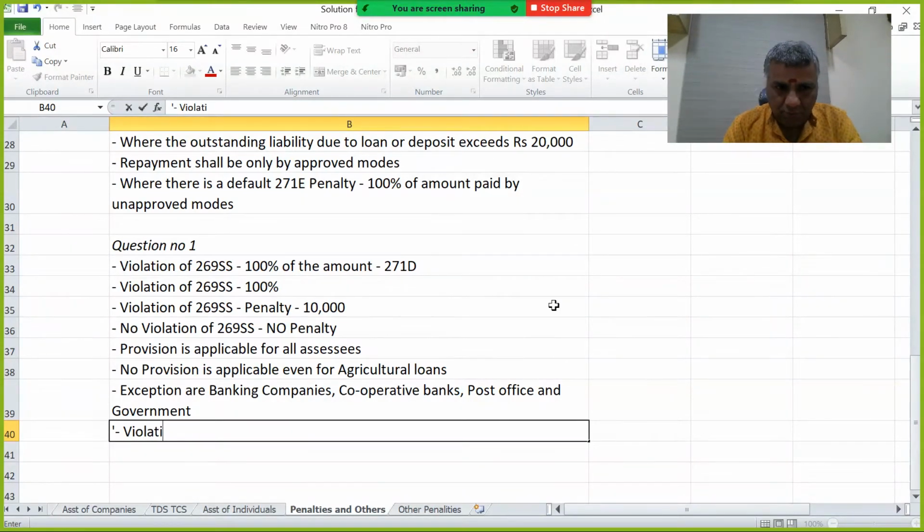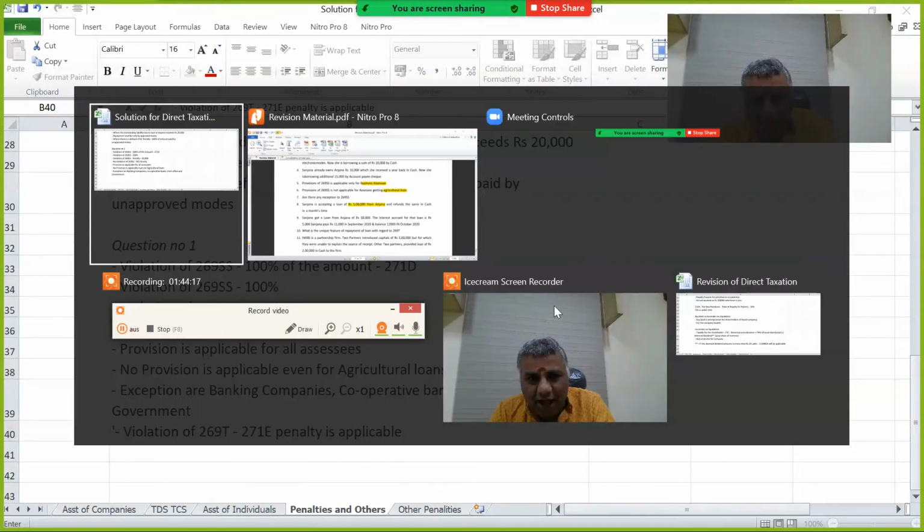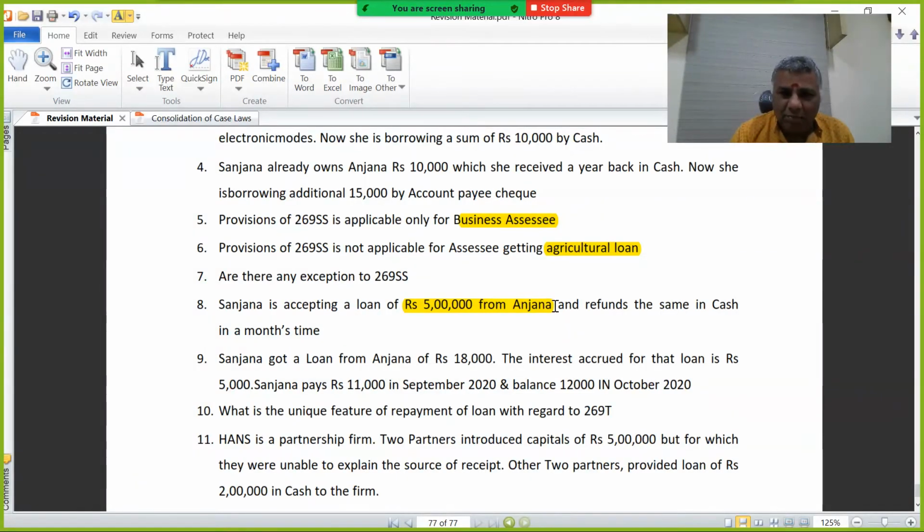Violation of 269T, the 271E penalty is applicable. Repayment of loan: the balance outstanding is more than 20,000, so you are supposed to repay through approved modes. Where you have repaid by other modes, you are liable.